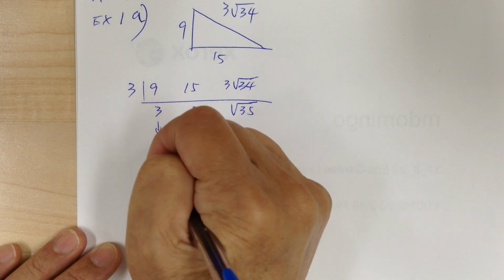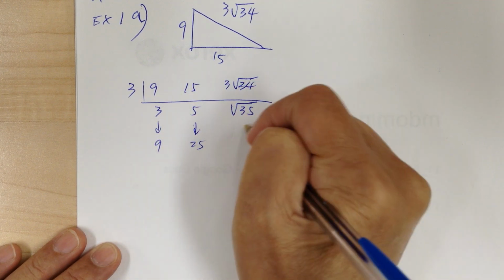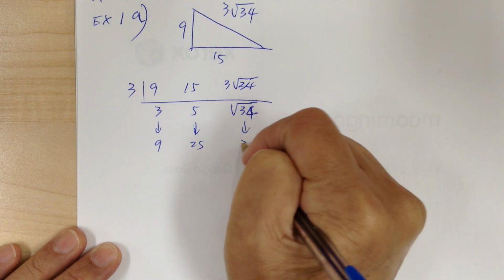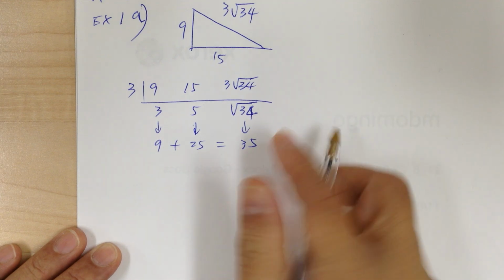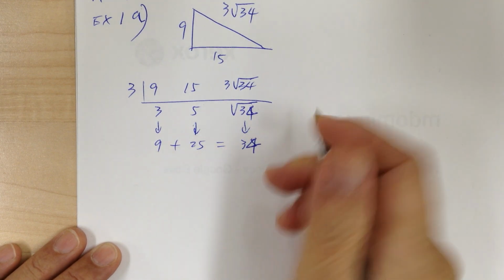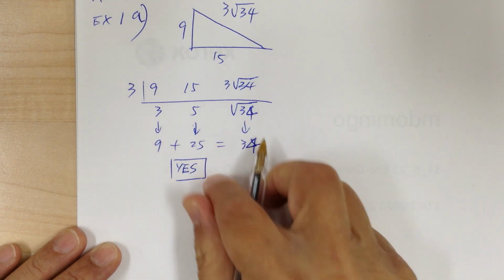So from here, 3 squared equals 9, 5 squared equals 25, and the square root of 34 squared equals 34. If you add 9 and 25, you get 34. So it's equal. So yes, it is a right triangle.